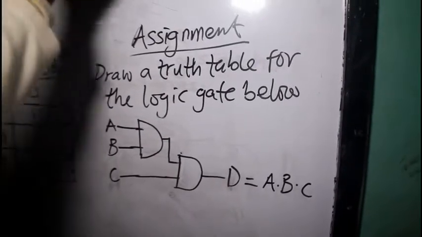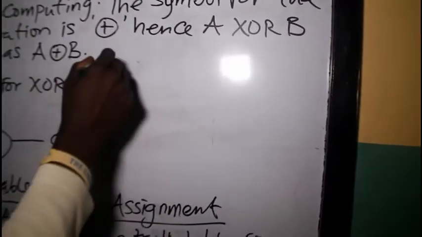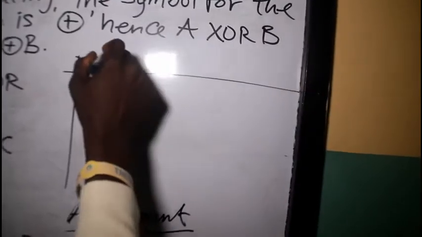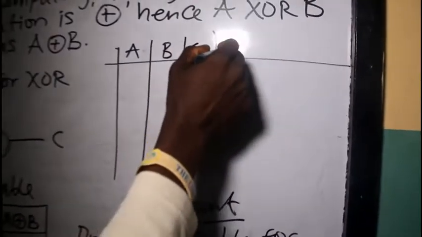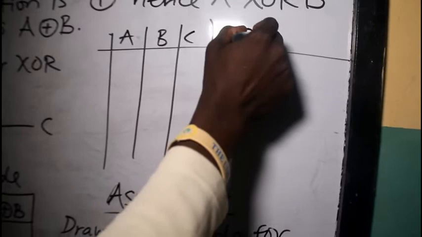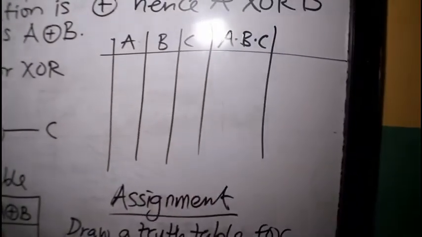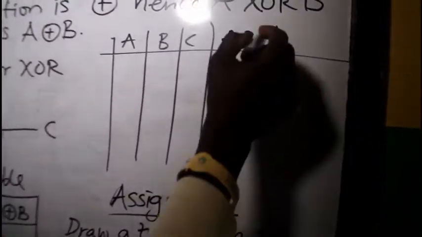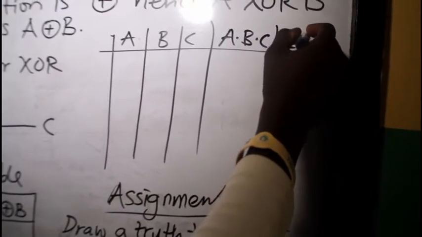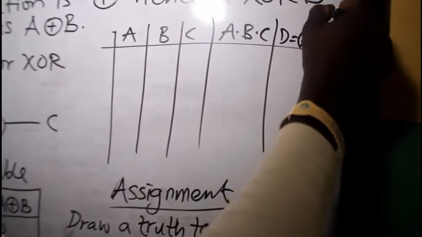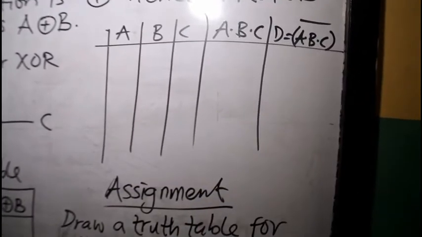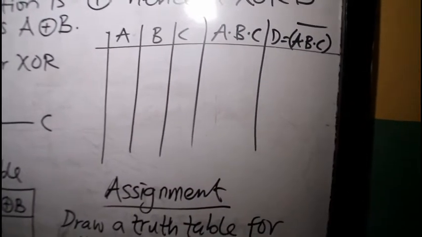Let me give you a hint of what it will look like. Since we have 3 inputs, we are going to have A, B, C, which are our 3 inputs, and at the same time we are going to have A dot B dot C as another column. The last one, which is D, will be equal to the bracket A dot B dot C, then bar, the negation of that. So that is a hint of what the truth table will look like.